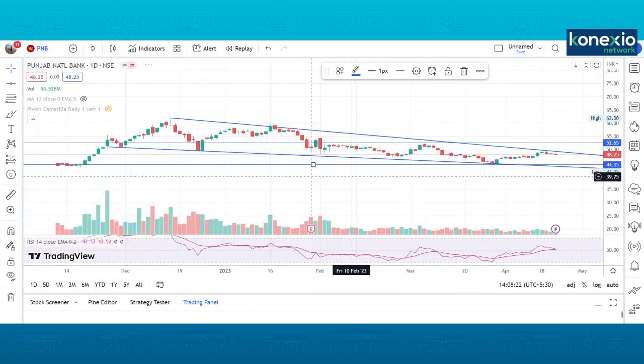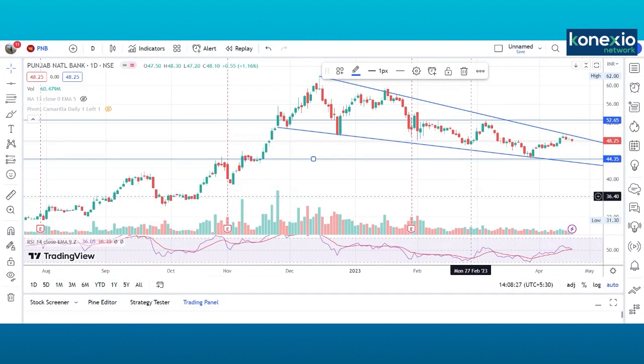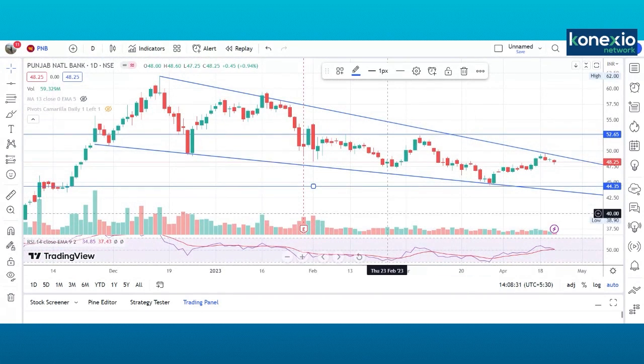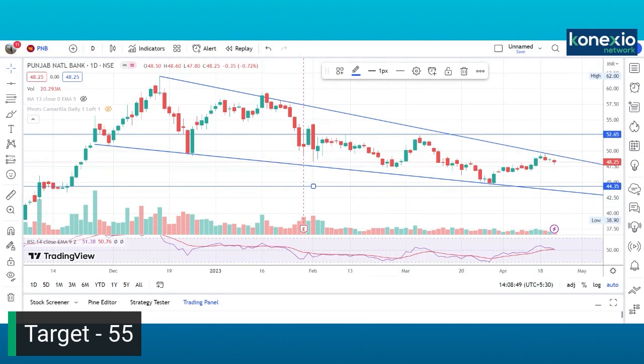So looking at this pattern, downward falling wedge, we are expecting a breakout from this particular range. So any dips should be used as a buying opportunity. For short-term investors, swing traders, positional traders, one can accumulate Punjab National Bank in the range of 48.25 and on corrections to 46.90 for an upside target of 55 to 56 in short to medium term. Short to medium term means maybe 3 to 4 months.